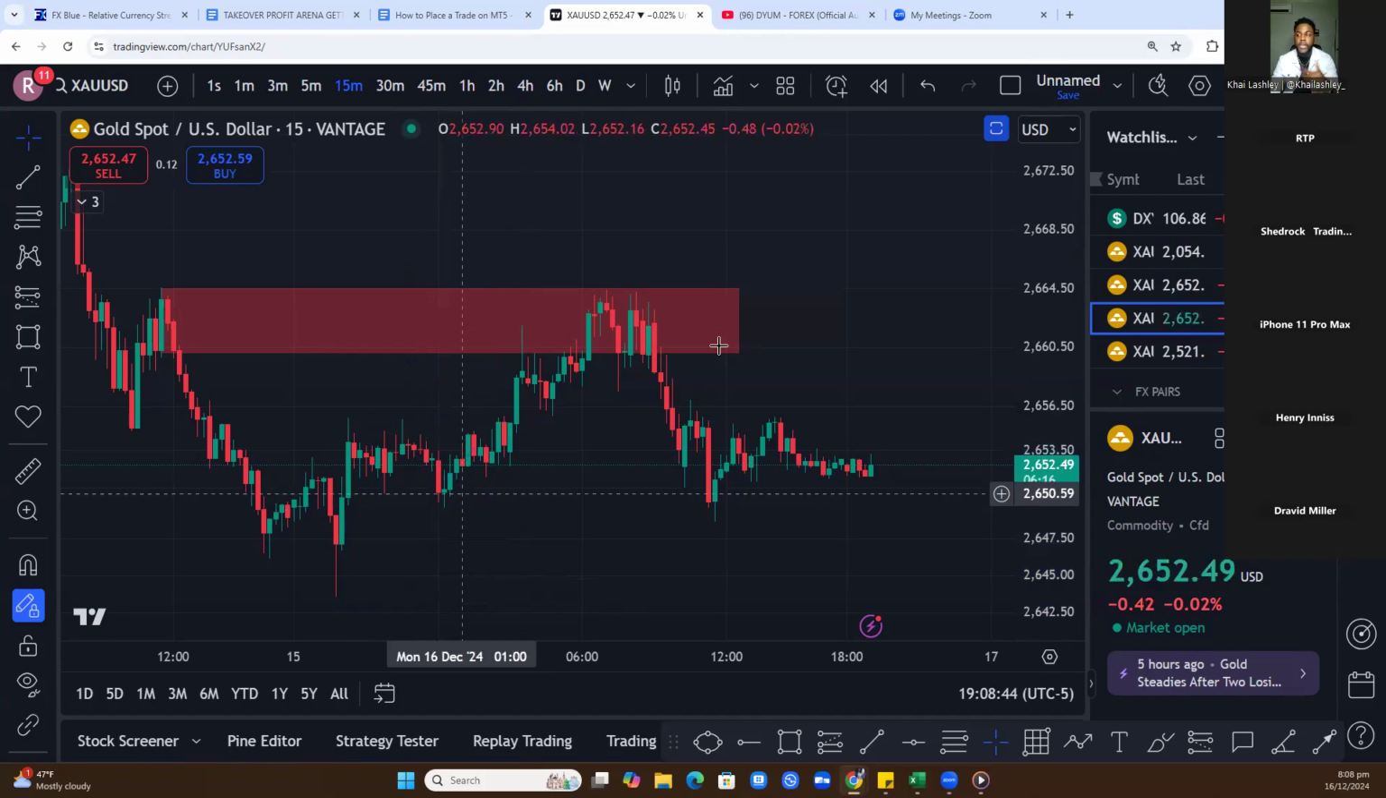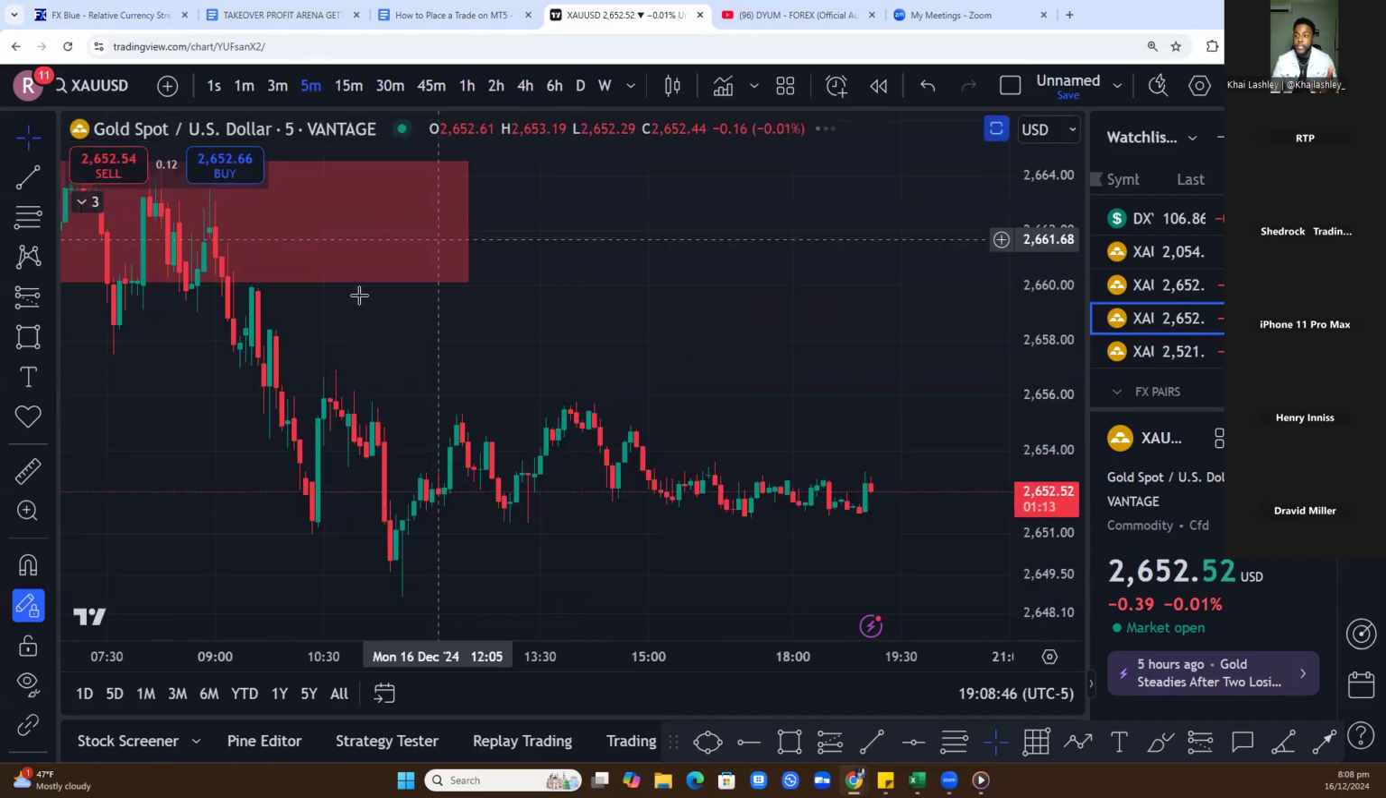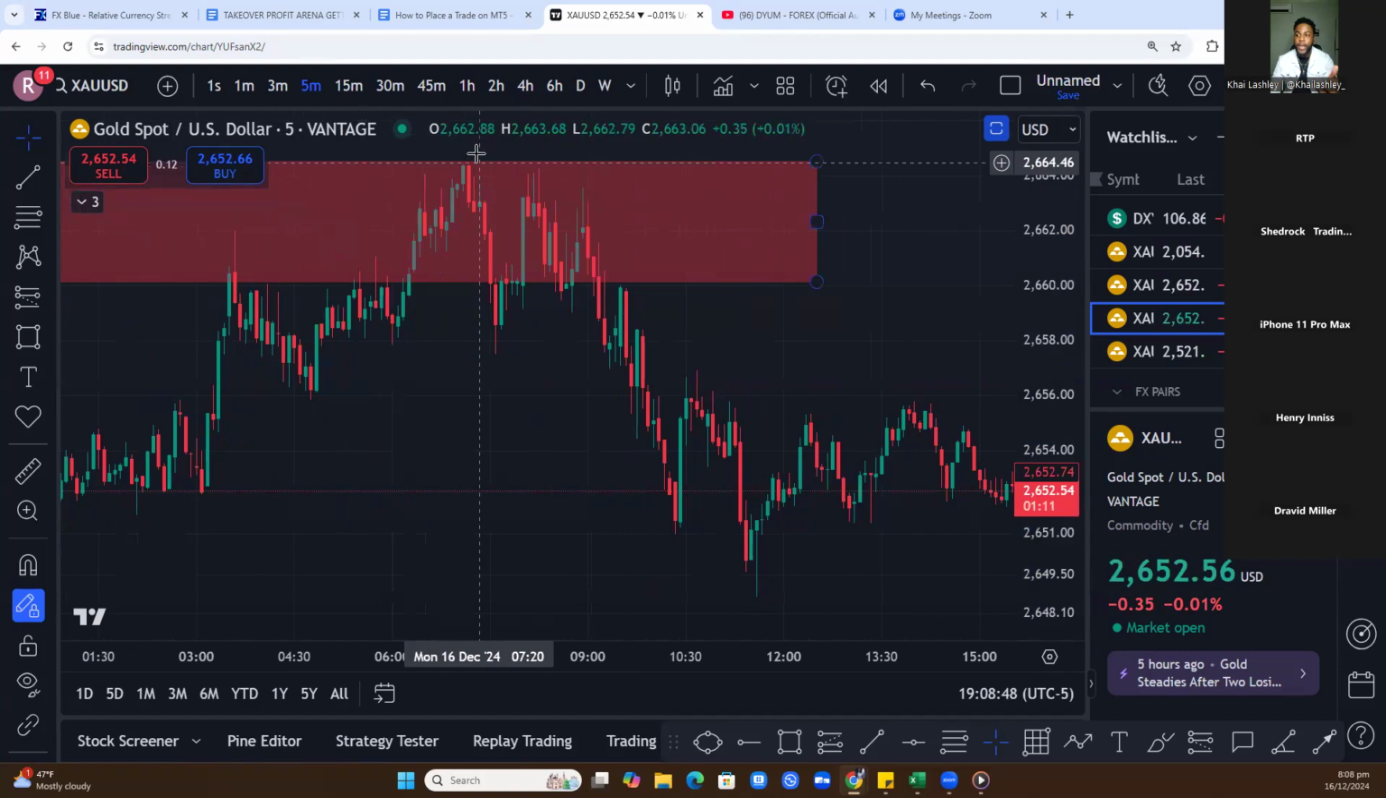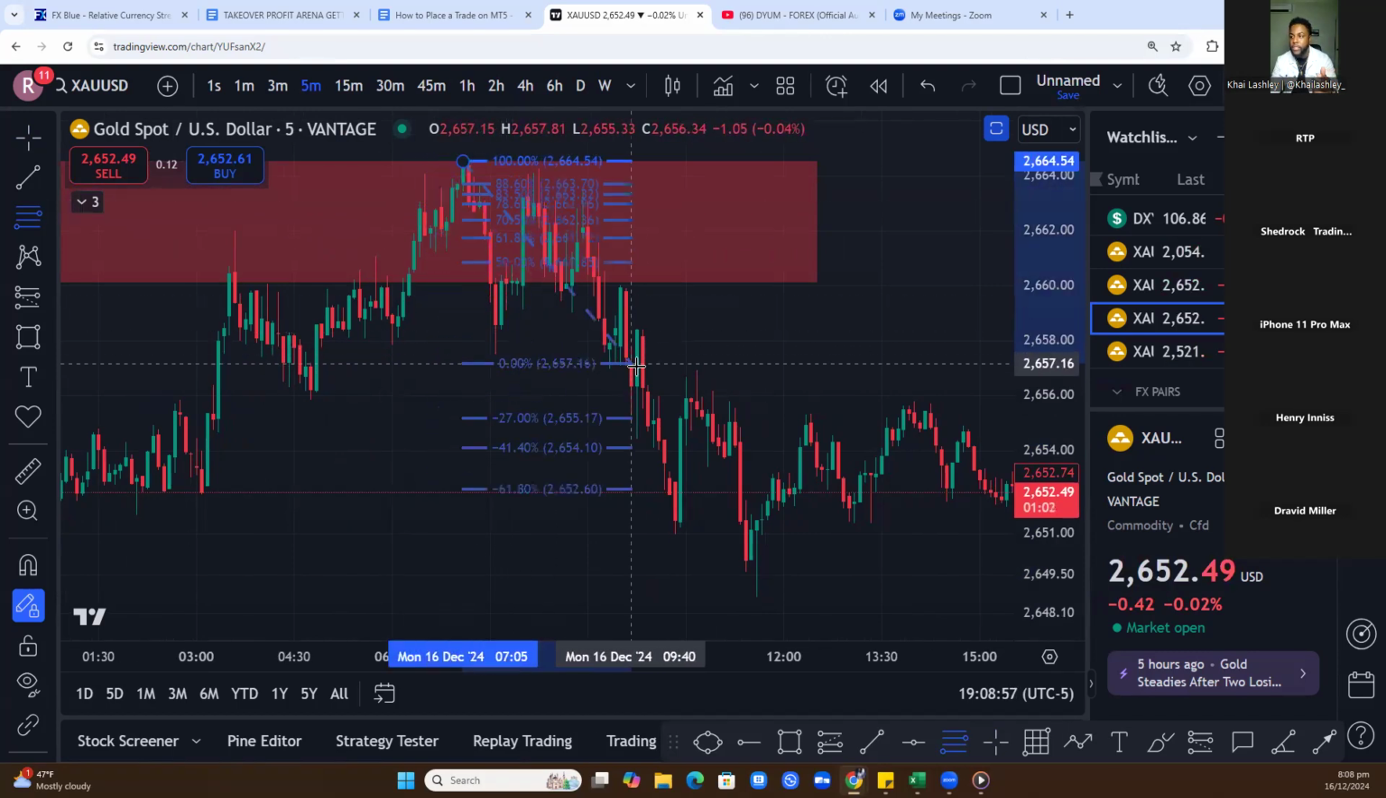So even again, like the trade that we did this morning, we had price push down, we brought structure, all that great stuff. We put the fib on it, for example, from the high to the low.